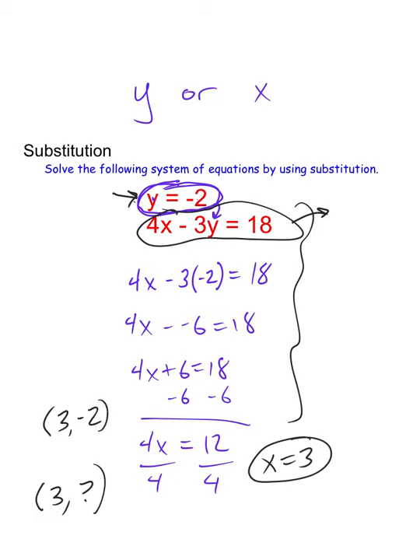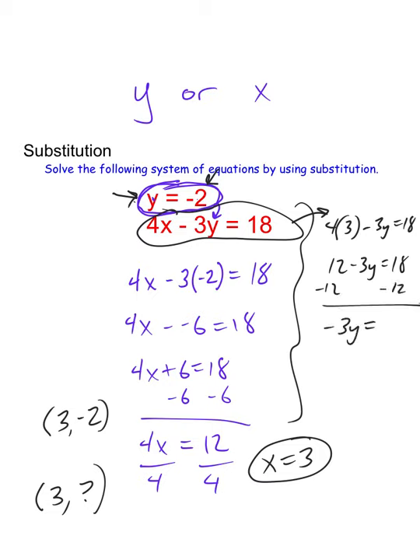Now, a lot of times this will be a little more complicated, like it might be negative 2x plus 3, and that's what we substitute. If you have that, then you do have to take this equation, put the 3 in for x, and go back and solve for that y. So you have 12 minus 3y equals 18. We can subtract the 12 from both sides. That gives us negative 3y equals 6. And we can divide by the negative 3. That gives us y equals negative 2.